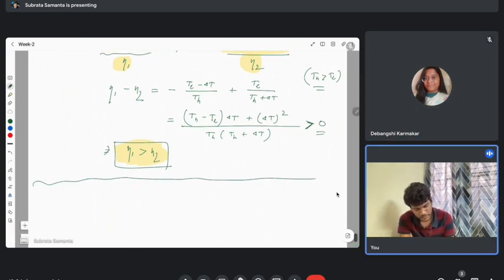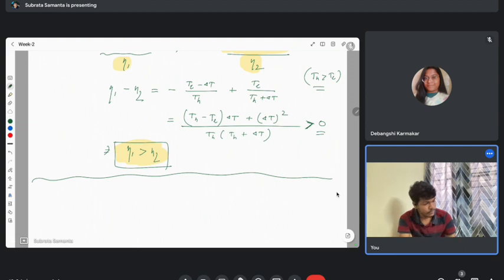Next we will discuss a little bit about entropy, and then we will discuss some mathematical problems regarding the second law of thermodynamics.